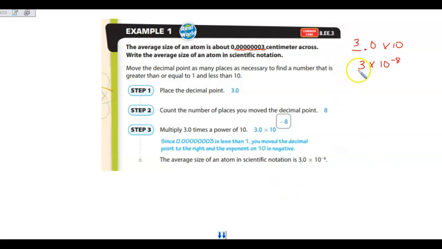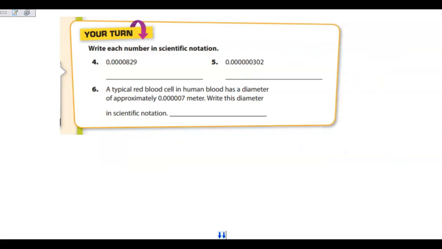And it can be written 3 or 3.0. Either one is fine. So I'm going to write these each into scientific notation. When you look at number 4, where is the decimal going to go? It's going to go right here between the 8 and the 2. So I'm going to have 8.29 times 10 to the 1, 2, 3, 4, 5th, negative 5th power.